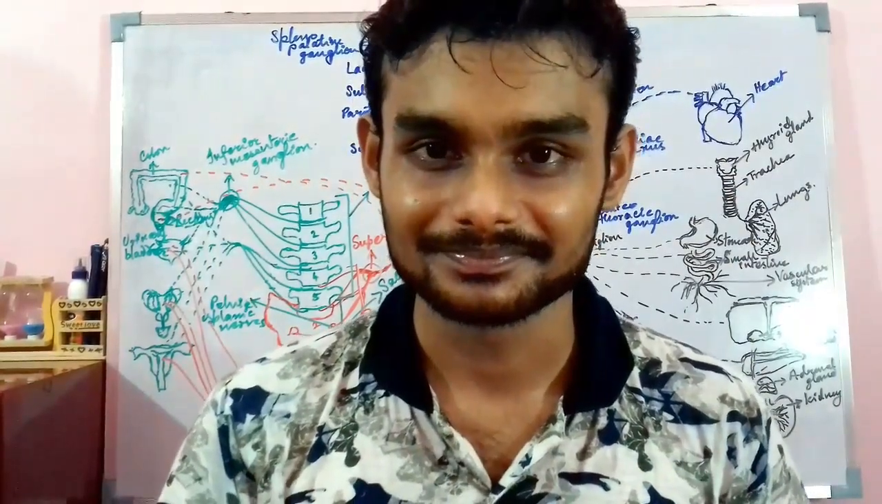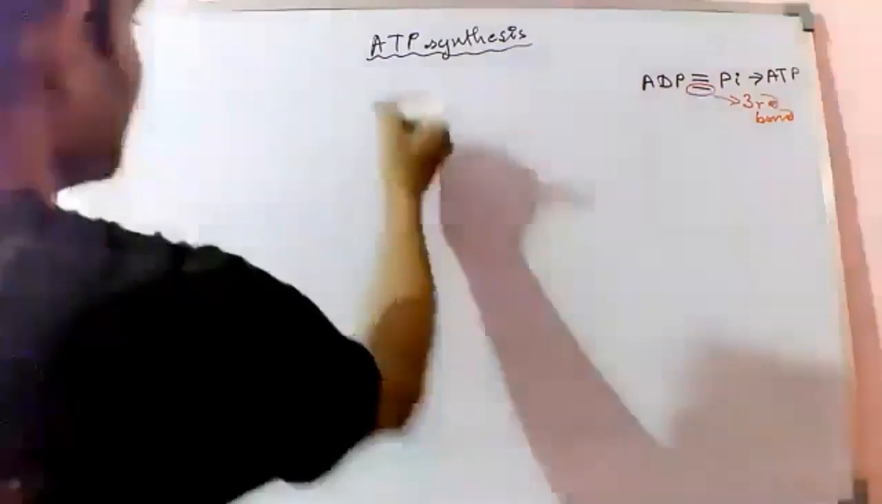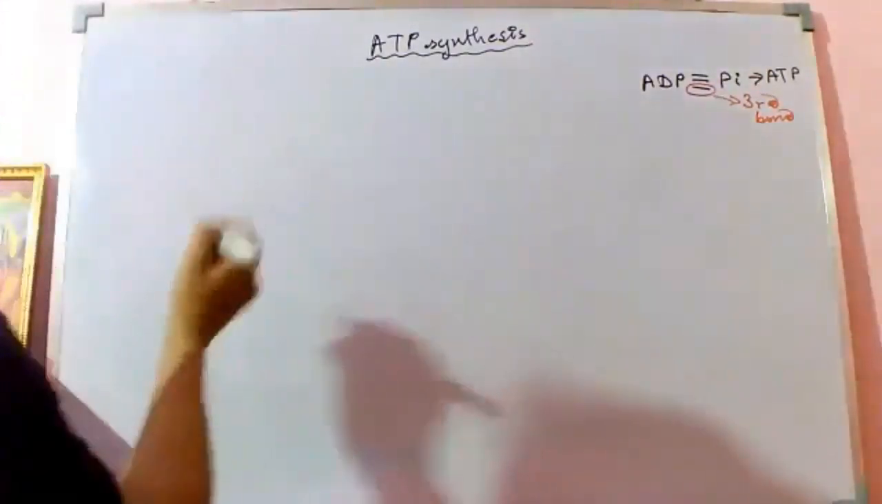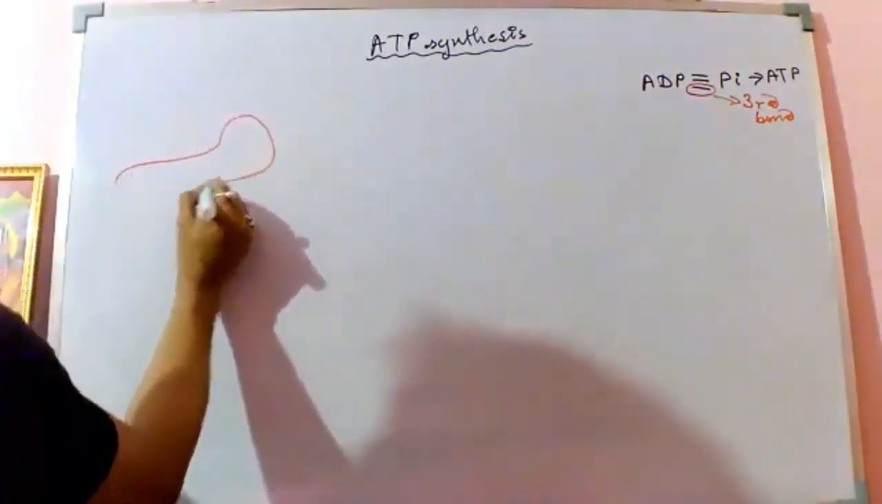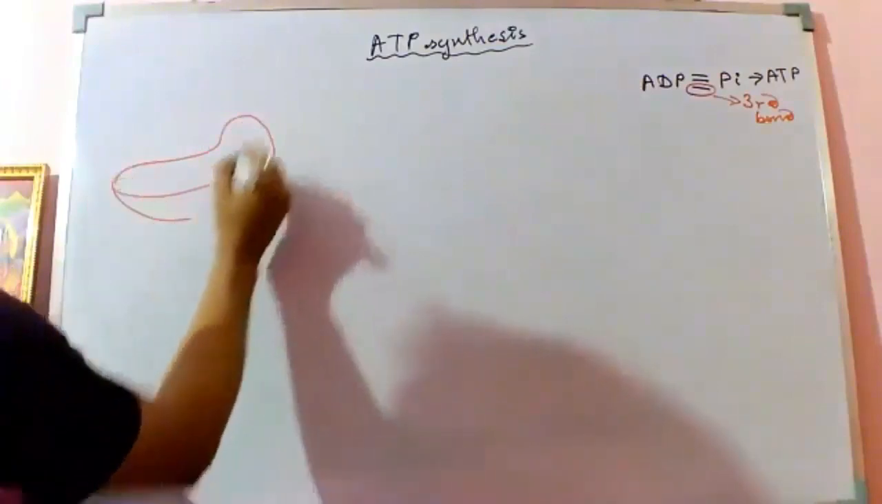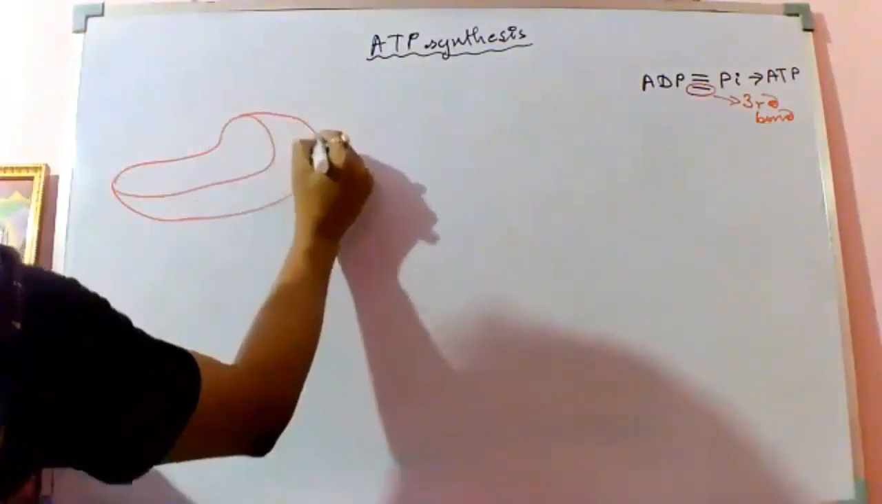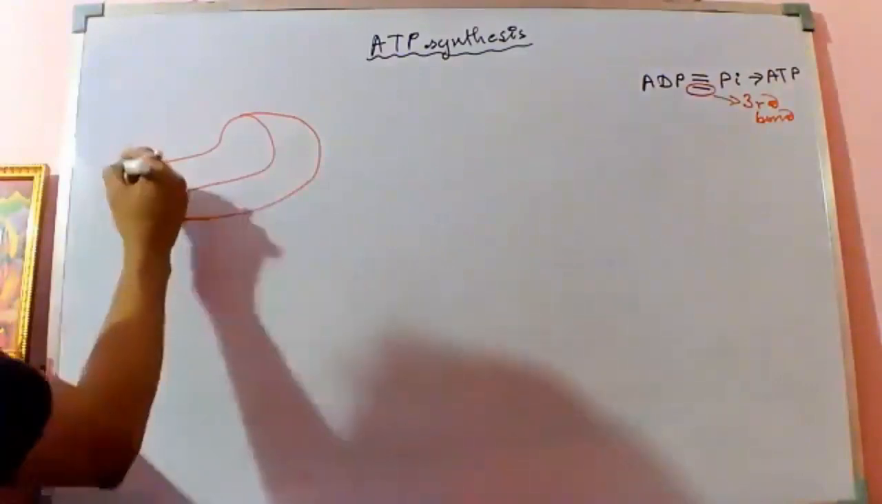Before going into the synthesis part, how the process works, we have to learn about the enzyme first, which is very important in GATE. So in enzyme, this also lies in the inner membrane of the mitochondria. I have shown you the mitochondria diagram again, so it can be easier to understand. This is the mitochondria, and this part is the inner membrane.